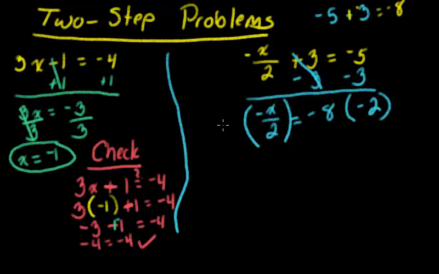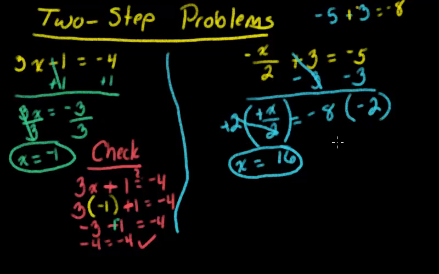So we're going to multiply both sides by negative 2. The negative times negative cancels out, so our variable is going to be positive. And the 2's cancel out, and we get x equals negative 8 times negative 2. Negative times negative is positive, so we get x equals 16.